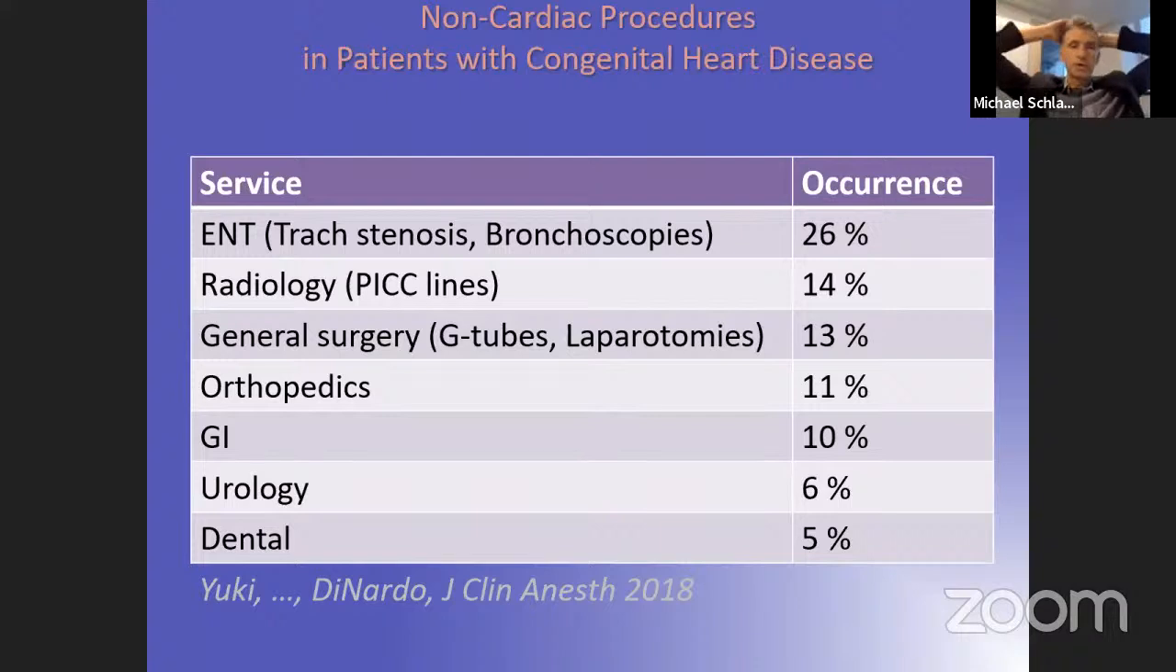Next, please. So the type of procedures, this is data out of Boston Children, that are done in these type of patients include ENT procedures, radiology procedures, and general surgery procedures such as G-tubes, laparotomies, and so forth. This is the bulk. But there are other procedures, of course: orthopedics, GI, urology, dental, and so on. So you can see a congenital patient virtually in any operating room. But ENT, radiology, and general surgery is the largest part, and that is very consistent with our experience.